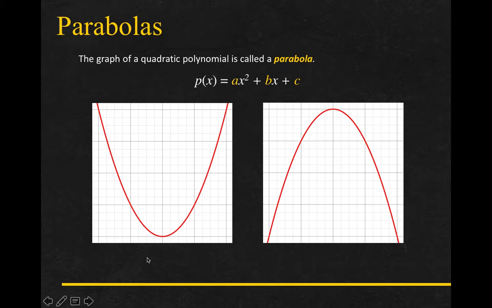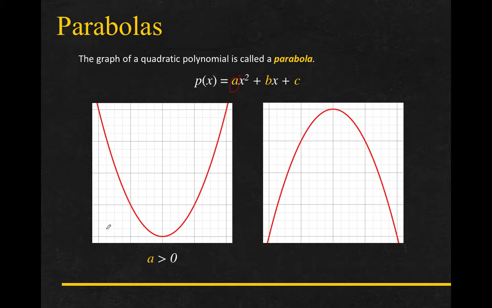Now there are important features of the parabola. Right here we have what we call a minimum. Right here we have what we call a maximum, because you're going down, reaching a minimum, then coming back up, while here you go up, reach a maximum height or a max, and then go back down. So why does it sometimes open up and sometimes open down? It all has to do with the sign of a. If the sign of a is positive, so it's greater than 0, then it will open up.